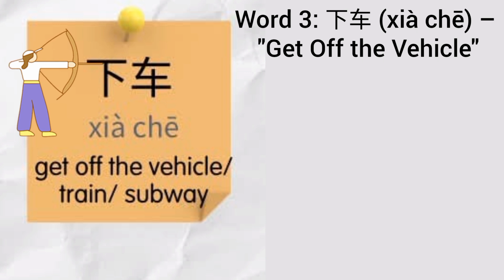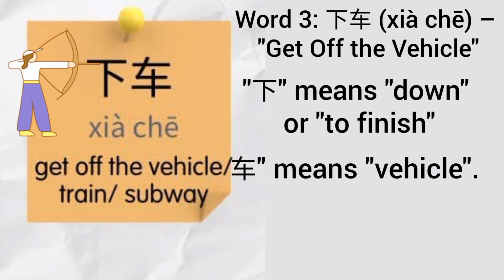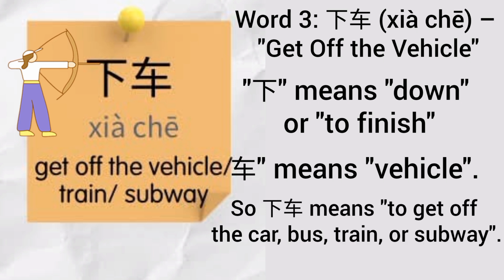First character is 下. It stands for down, or to finish, which is our main character. Second character is 车. It stands for vehicle or car. So together it makes 下车. It means to get off the car, bus, train, or subway. Hope you learn it. Let's watch examples to learn it even more.